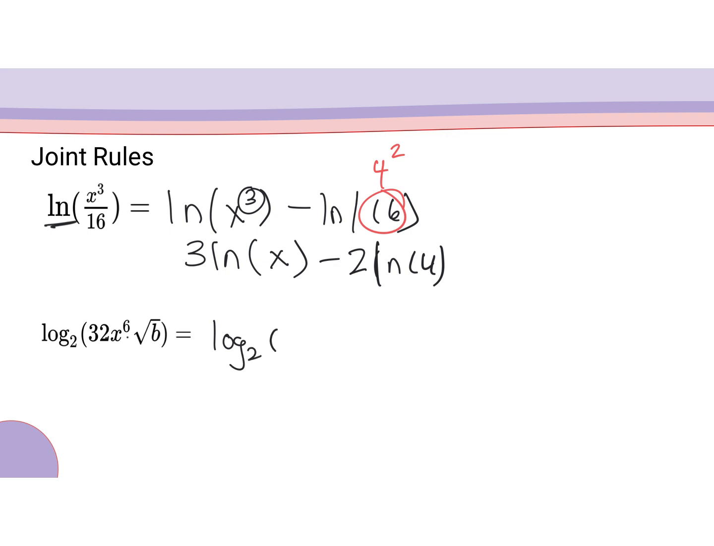In our last example here, all these are being multiplied, so let's separate them first. Log base 2 of 32 plus log base 2 of 6, x to the 6th, plus log base 2 of the square root of b. So a little bit of work needs to be done here.